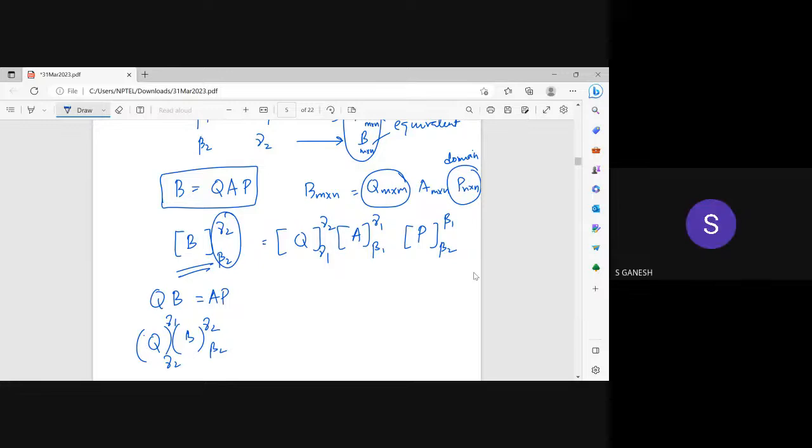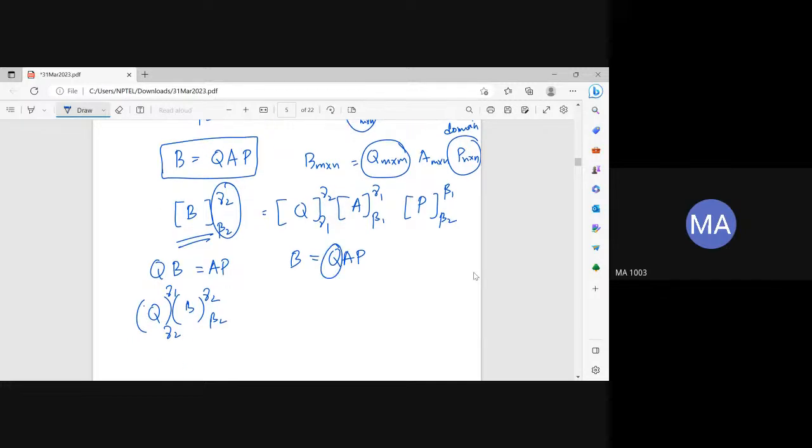Ma'am, but I can't understand how the order will change in Q. Take an example: gamma 1 is an ordered basis of 3 and gamma 2 is another ordered basis of 3. If I change it in terms of gamma 1, it will be a 3 cross 3 matrix. That is not going to change. Okay. But it's not going to give you the B. You cannot take a random Q, multiply it with AP and say you will get B, right? Yes, ma'am. So you cannot choose a random Q, right?